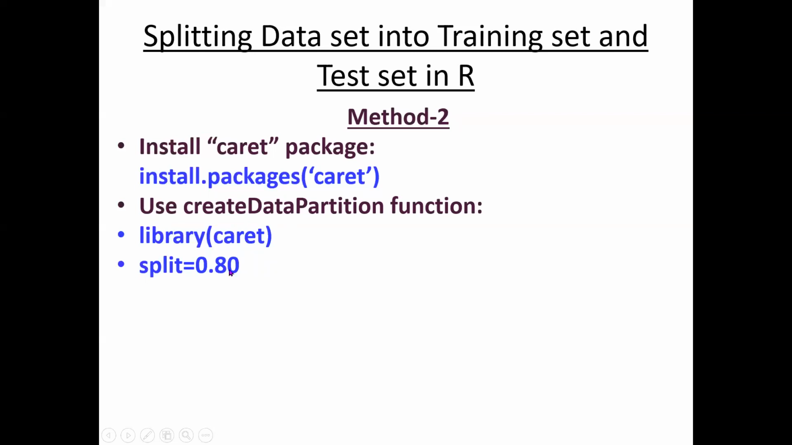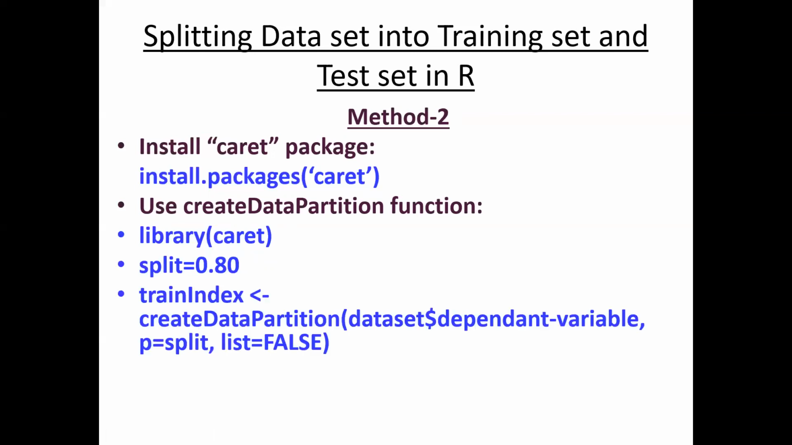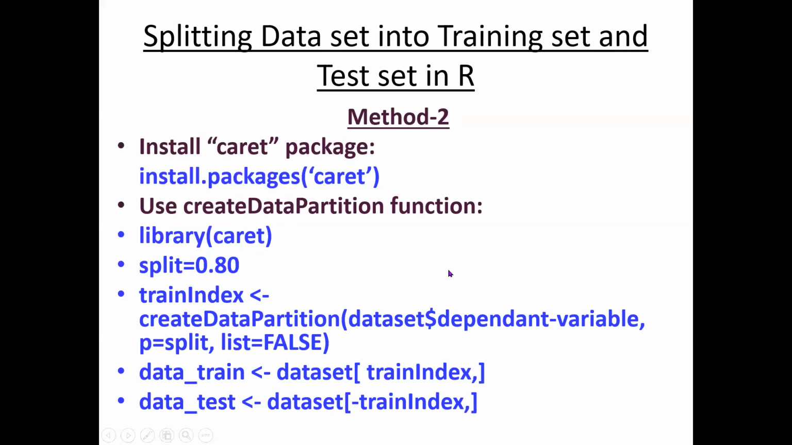You can use a split ratio here, similar to the previous one, 0.8 or 0.7. That means 0.8 is 80% training and 20% testing. And here you need to give the train index. This symbol is nothing but equal to in R, as I already told you. The function name is createDataPartition. Once again, the data set is a variable in which our data set is stored. I will show you. And this is the dependent variable name. And p is equal to the split ratio we already specified, and list is equal to FALSE.